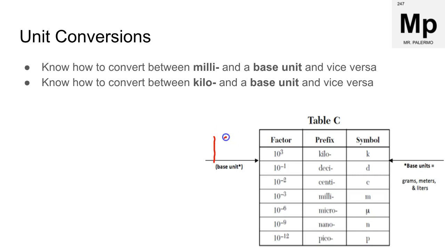So I'd write 10 to the 0, and some examples are meter, liter, and gram. Some of your common base unit examples. And for the exam, you need to know how to convert from milli to a base unit, or from kilo to a base unit, and then vice versa.